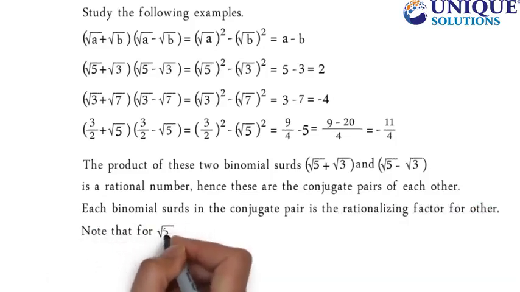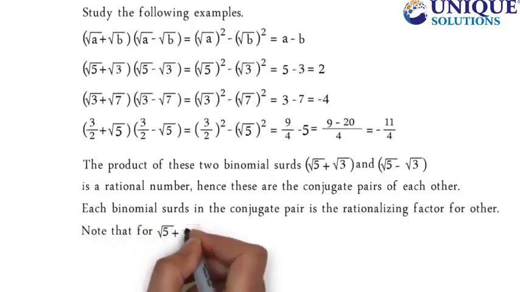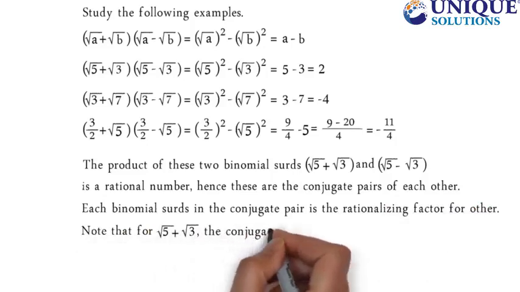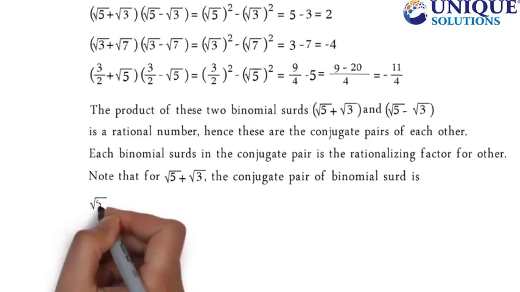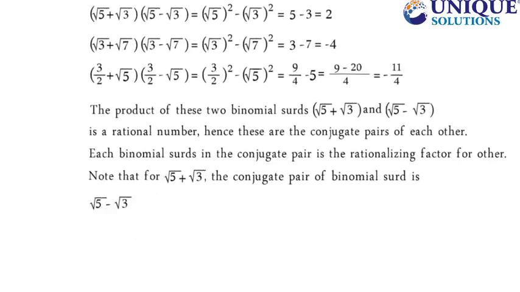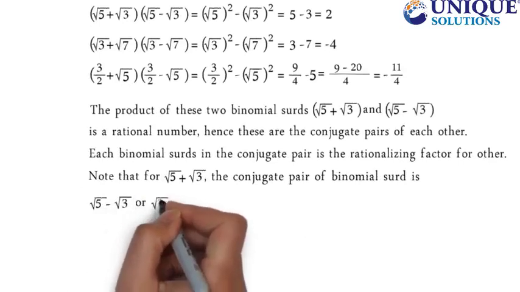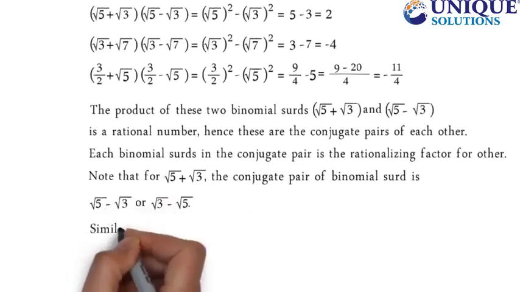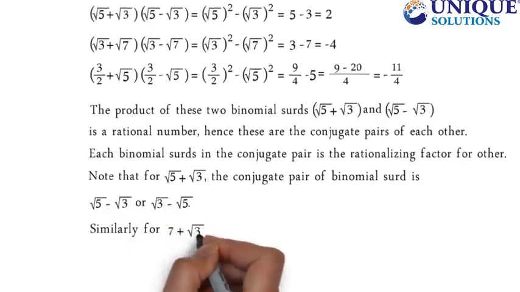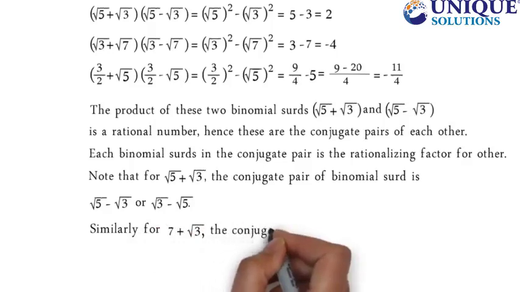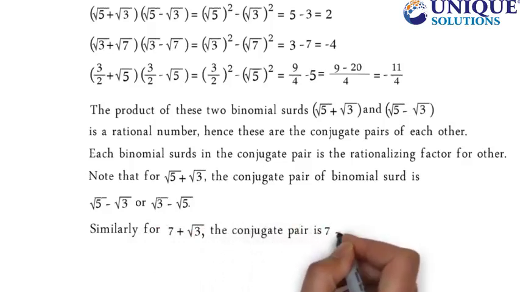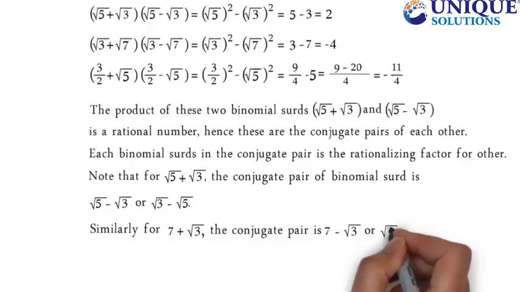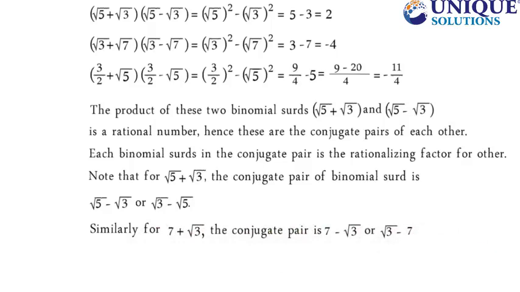Note that for square root of 5 plus square root of 3, the conjugate pair of the binomial surd is square root of 5 minus square root of 3 or square root of 3 minus square root of 5. Similarly, for 7 plus square root of 3, the conjugate pair is 7 minus square root of 3 or square root of 3 minus 7.